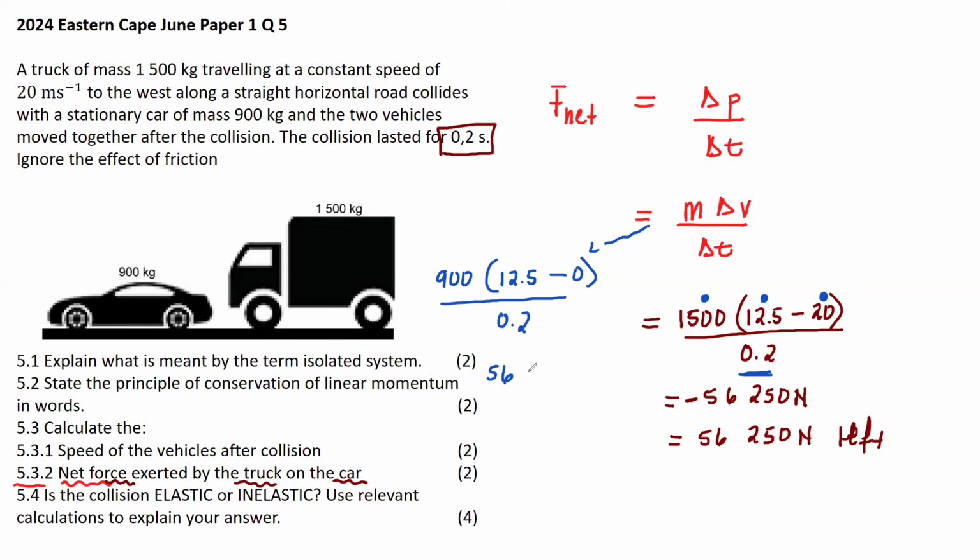You're going to get 56,250 newtons. It's positive, so it's to the right. Notice something. You can say west or left or right or whatever, it doesn't matter. Notice that the values are the same, but the directions are different. And that's what Newton's third law teaches us. The car exerts a force on the truck, much as the truck exerts a force on the car. The forces exerted are equal in magnitude, though they are opposite in direction.